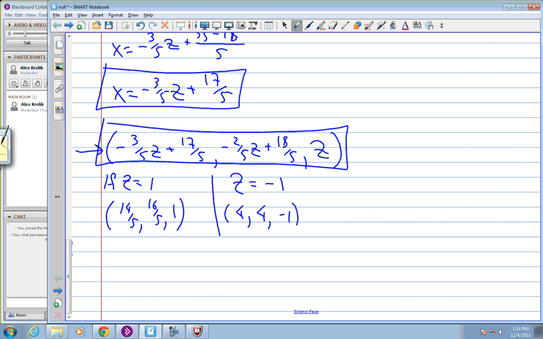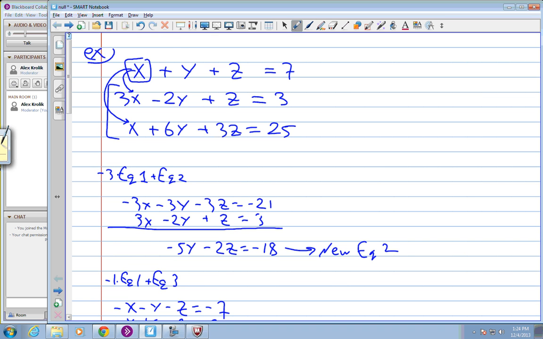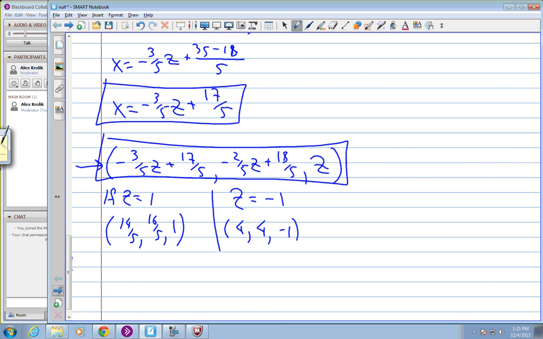And if you don't believe me, this is easy to check. 4, 4, negative 1. Let's try that point. If I plug it in here, 4 plus 4 minus 1 equals 7. That works, right? 12 minus 8 is 4, minus 1 equals 3. And then 4 plus 24, that's 28, minus 3 is 25, right? So that point solves all three of these equations. Same with that ugly fractional point. I don't want to do that one in my head.